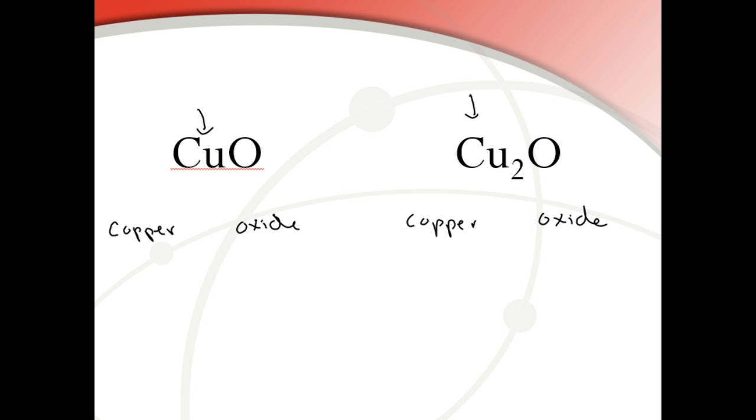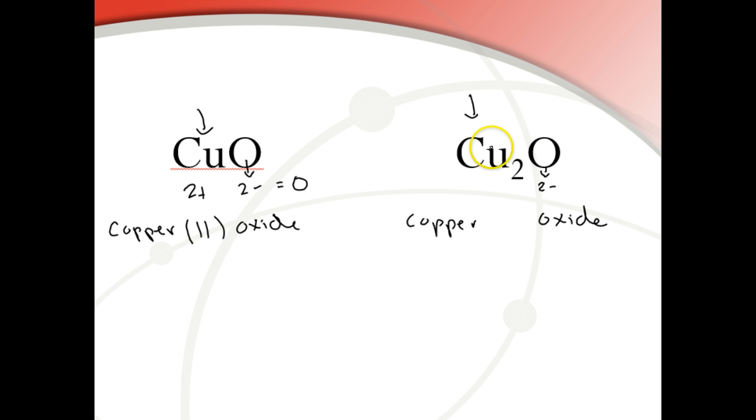The way we do that is Roman numerals. The Roman numeral is going to dictate the charge of the transition metal. How do we find out the charge of the transition metal? Well, we look at what it's bonded to. We know oxygen is a 2 minus, right? And in this case, we only have one copper atom bonded to it. So what does that copper have to be in order for this compound to be 0? Well, it has to be a 2 plus. A positive 2 and a negative 2 give us 0. So this is copper 2 oxide.